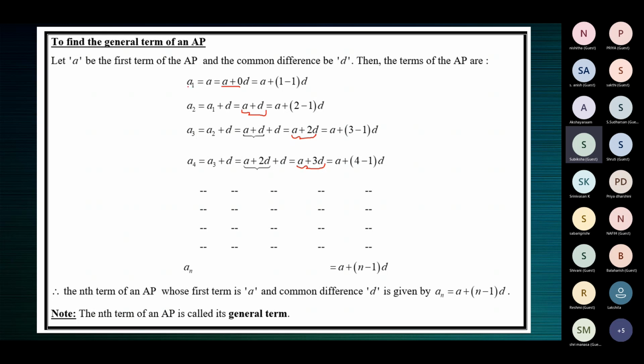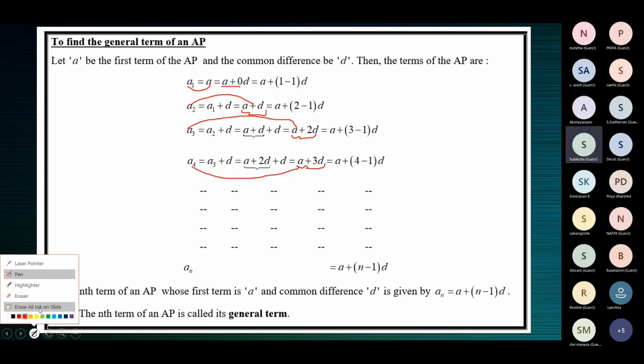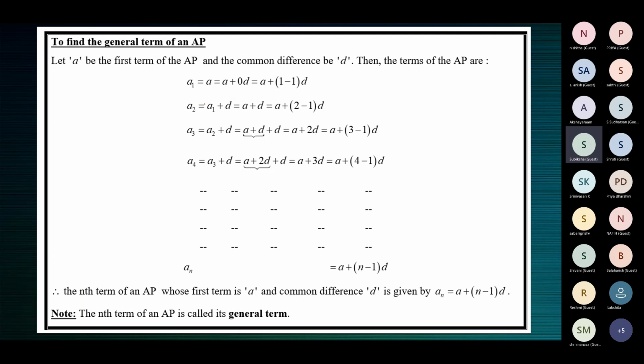See, children, A1 is A, the first term. The second term, A2, is A plus D. A3 is A plus 2D. A4 is A plus 3D. So the terms of the AP are A, A plus D, A plus 2D, A plus 3D, A plus 4D, and so on. A plus 3D is the 4th term of the AP.